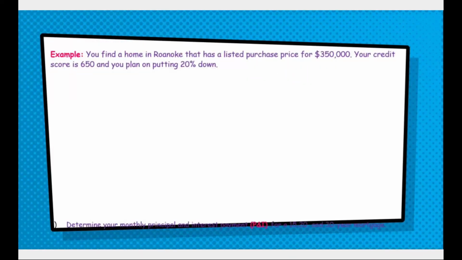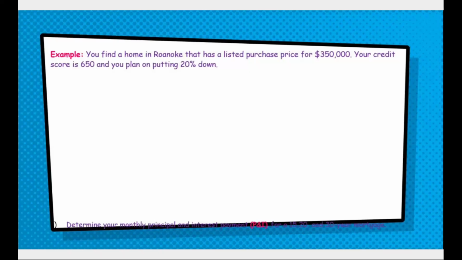So we're going to look at one example. I'm going to show you guys how to do this, and then your project is going to be what I tell you here in a second. So suppose you find a home in Roanoke that has a listed purchase price of $350,000. Your credit score is 650, and you plan on putting 20% down. That's not realistic for a new buyer, because 20% down of 350,000 is a lot. Most of the time, that might be in your second home when you have equity attached to that.